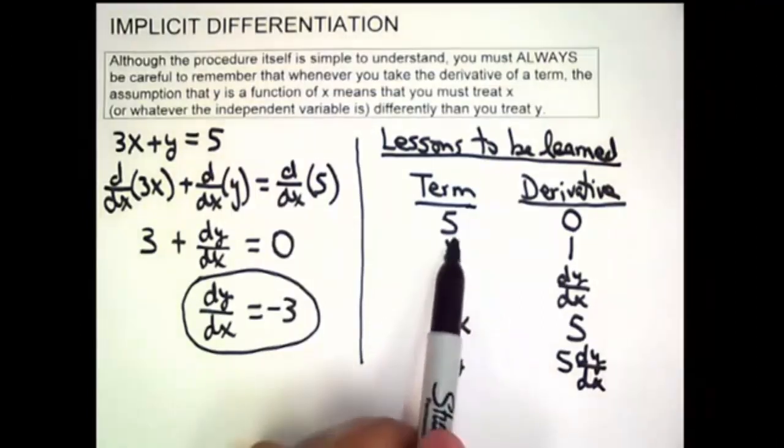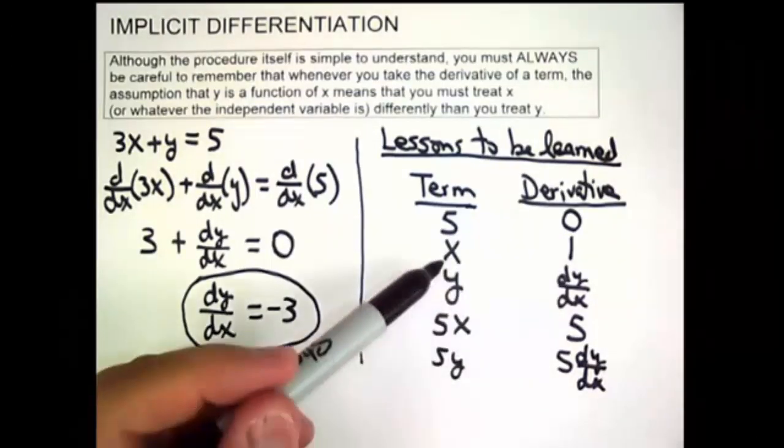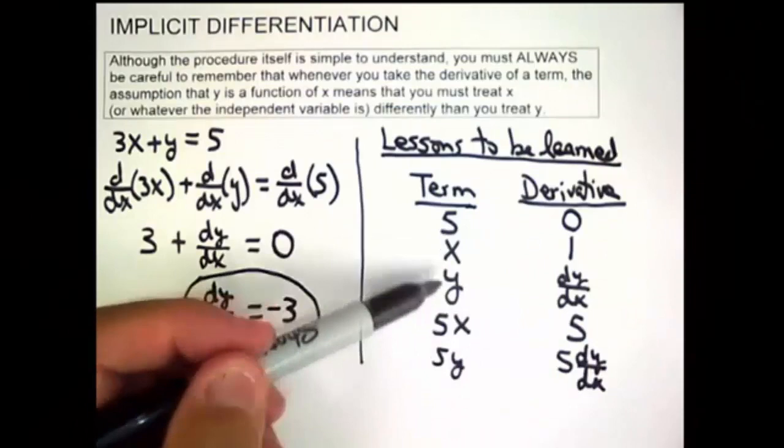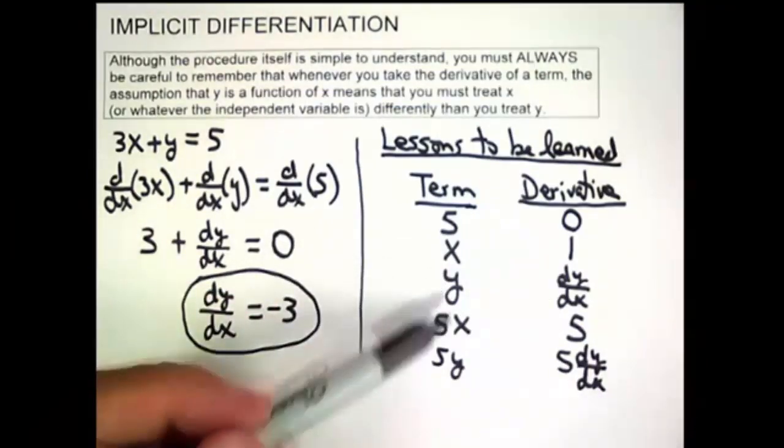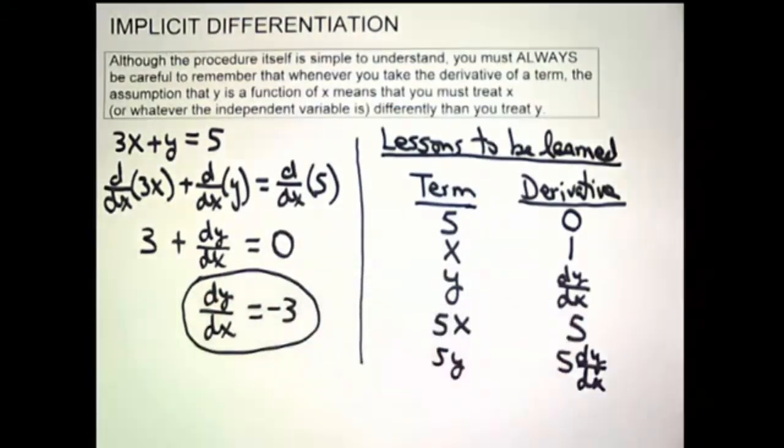So when you have a constant 0, when you have some term involving just x, it's your ordinary derivative rules, but whenever a y is involved, you're going to have a dy over dx.